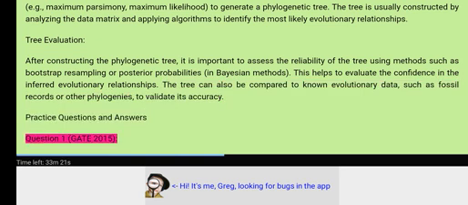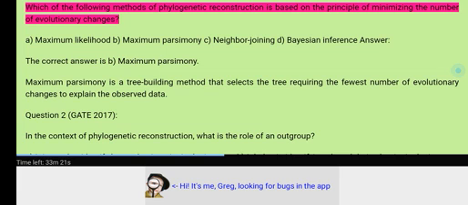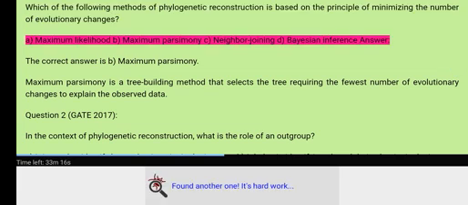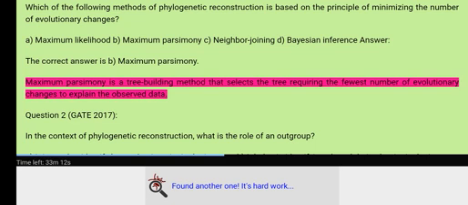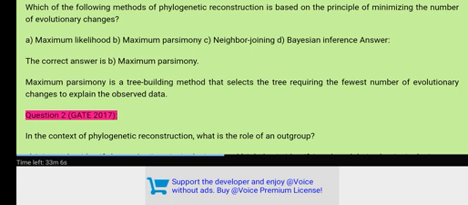Practice questions and answers. Question 1, GATE 2015. Which of the following methods of phylogenetic reconstruction is based on the principle of minimizing the number of evolutionary changes? A. Maximum likelihood B. Maximum parsimony C. Neighbor joining D. Bayesian inference. Answer. The correct answer is B, maximum parsimony. Maximum parsimony is a tree-building method that selects the tree requiring the fewest number of evolutionary changes to explain the observed data.